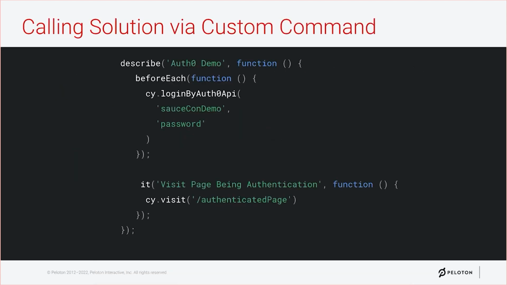Going one final step further, the solution is great, but imagine having to write the previous code for every single test case. In order to follow don't repeat yourself principles, we can create a custom command to encapsulate the code and make it reusable across each test. Here, we create a custom command, login by Auth0 API. We call this command in the before each block to handle all of the logic for us before each test case begins. Then, we can go ahead and continue on with the rest of our test case logic, such as visiting the page that is located behind authentication. As you can see, this is much more readable and much more user-friendly.